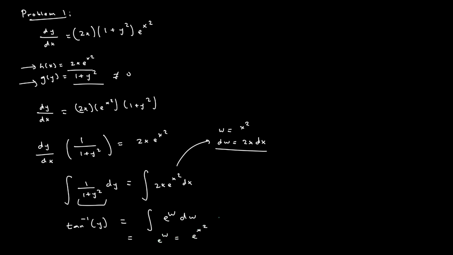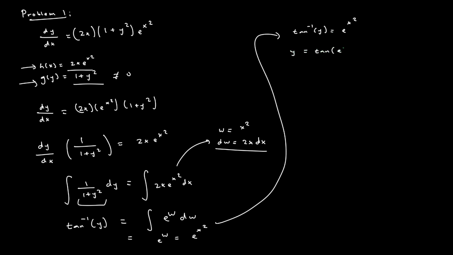So collecting whatever we have found out so far, we got tan inverse of y is equal to e to the power of x squared. Now we want to get y by itself. We can multiply by tan, or take the tangent of both sides, and we get y is equal to tangent of x squared plus c.